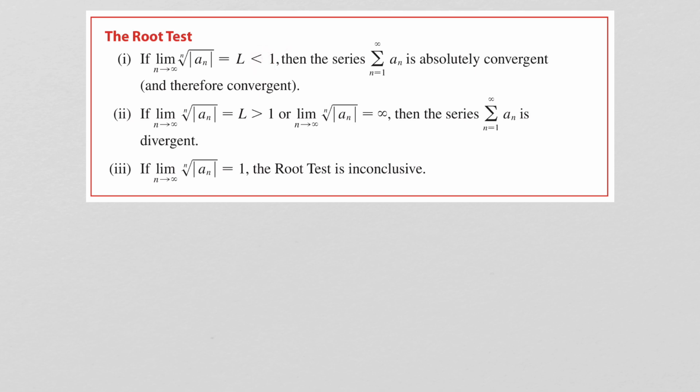So if L is less than 1, then your series is absolutely convergent. If L is greater than 1, then your series is divergent. And if your limit equals 1, the root test gives no conclusion. Now, to be honest with you, you won't use the root test very often because the limit itself is often more difficult to compute than the ratio test, but there are some instances where the root test is very easy to apply. Let's take a look at a couple of examples.